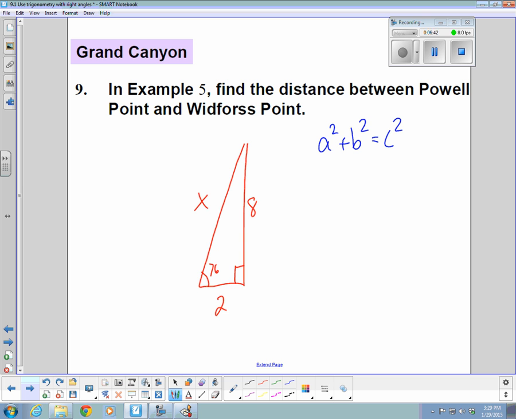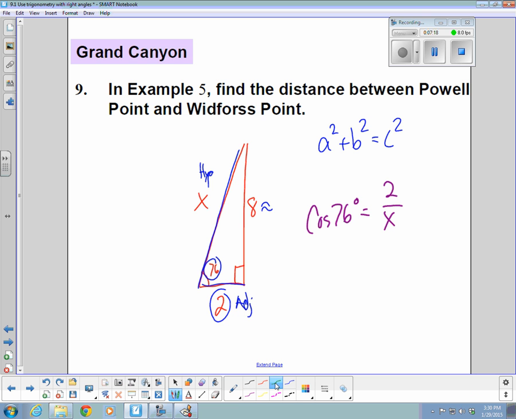a trig function. This isn't really 8, it's an approximate 8, but I know an actual 2 here, and I'm trying to find this, and I know this angle is 76 degrees. So what am I working with? I'm working with adjacent and hypotenuse. Which one uses adjacent and hypotenuse? Good answer, it's the cosine. So the cosine of my angle, 76 degrees, is equal to adjacent, which is 2, over my hypotenuse, which is x.